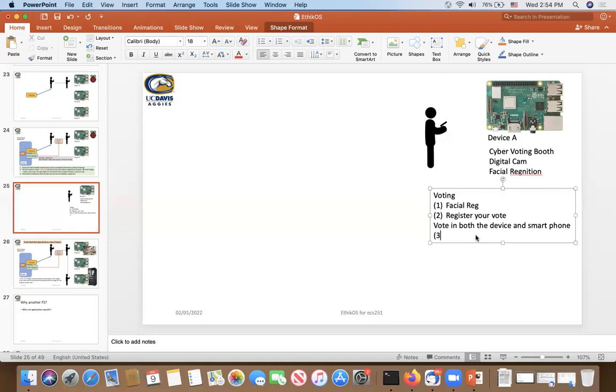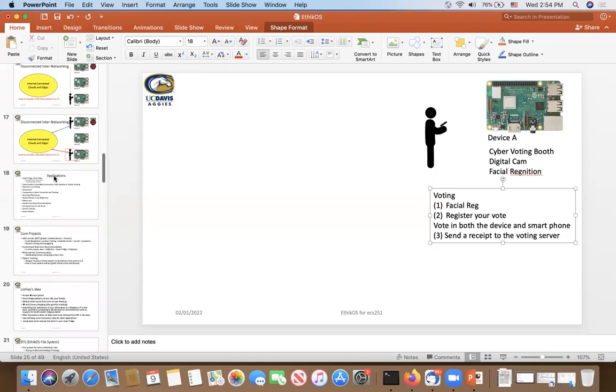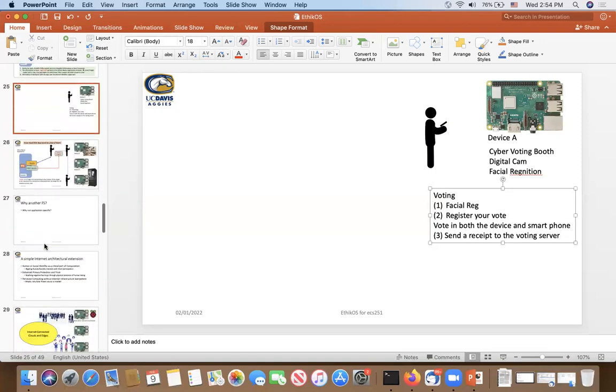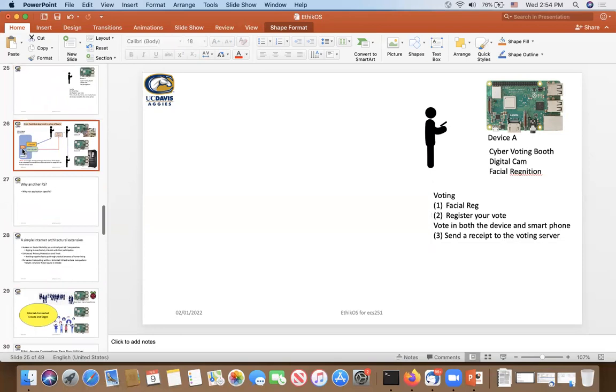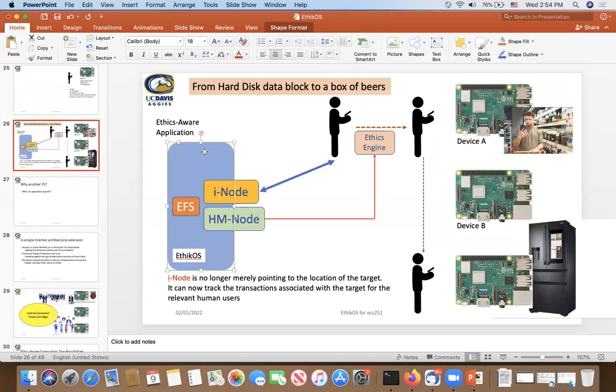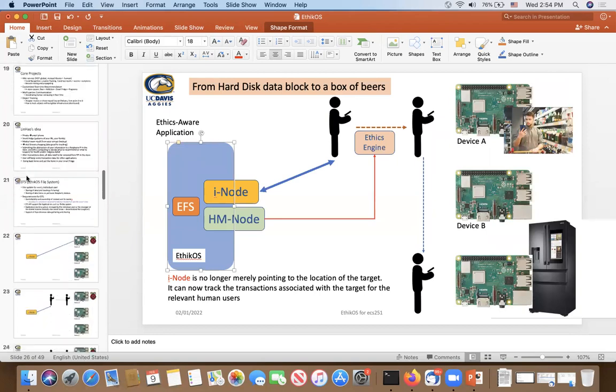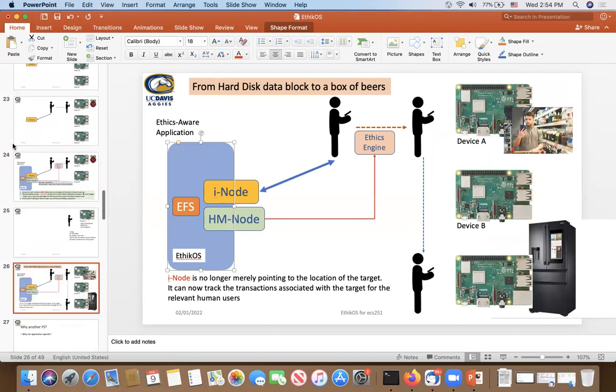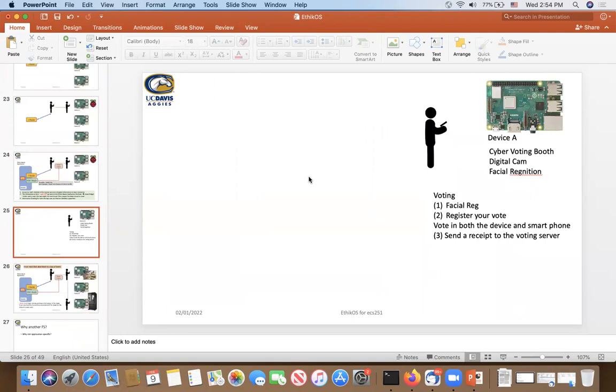The third step is that I'm going to send a receipt to the vote server, the voting server, which is connected to the internet. Let me show where the server is. Let me pull out a picture. Forget it. This is connected to the internet. I'll just use this blue box. Okay, so this is a server.